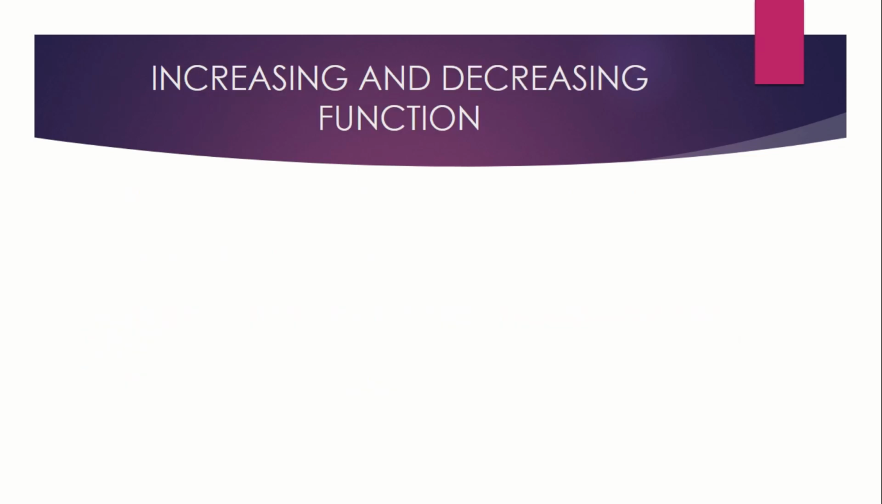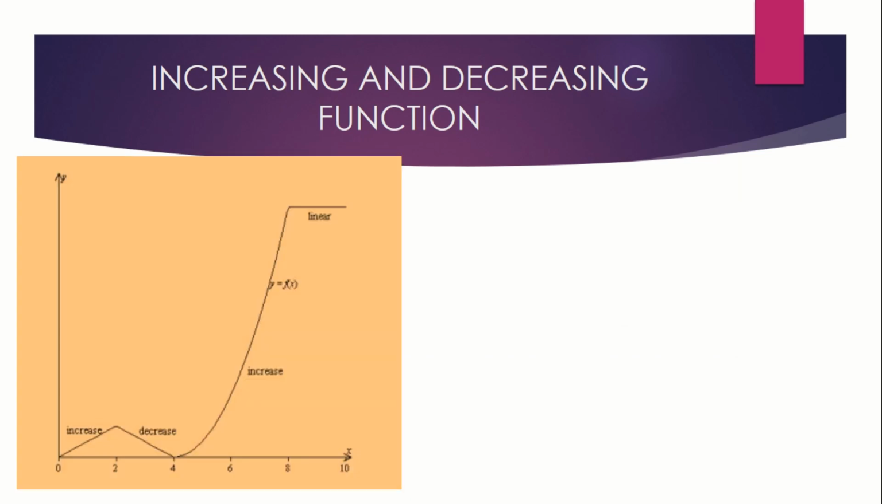Now we look into the increasing and decreasing function. The figure shows a graph with interval between 0 and 2, and 4 to 8, where the function is increasing. If we draw a tangent line in that interval, it has a positive slope. While in between 2 to 4, the function is decreasing, and if we draw the tangent line in that interval, it has a negative slope.